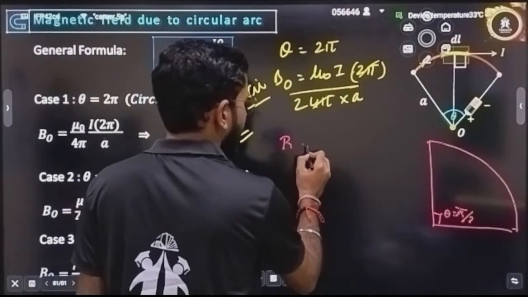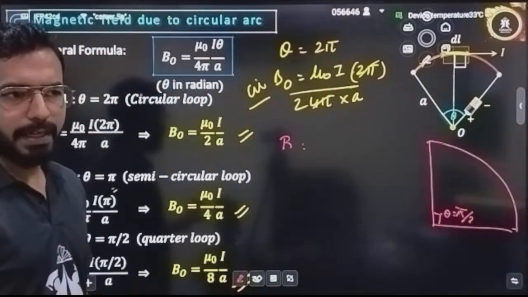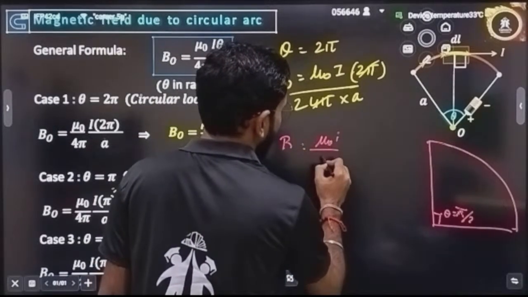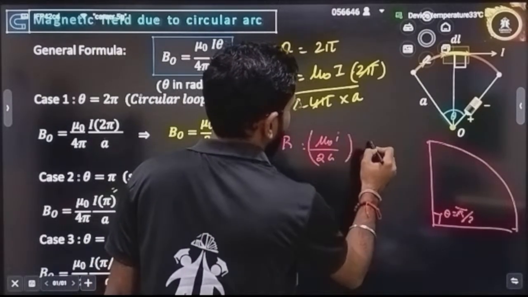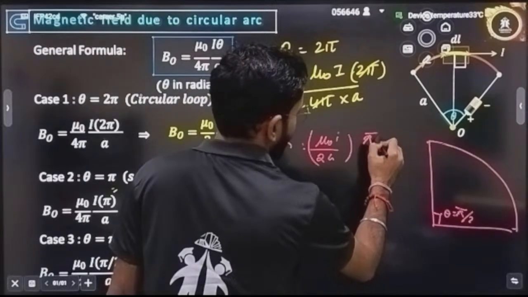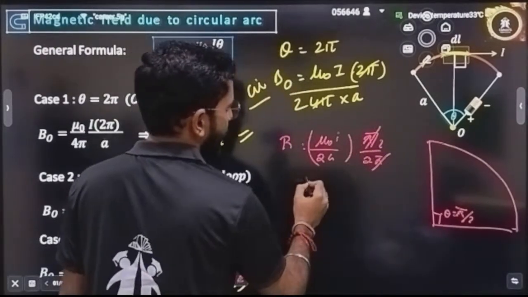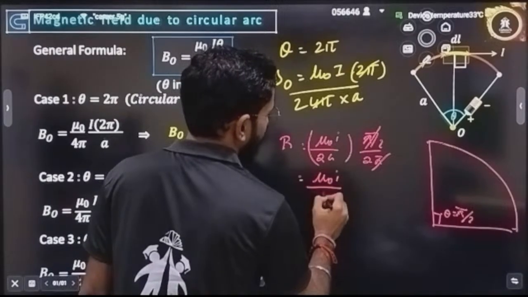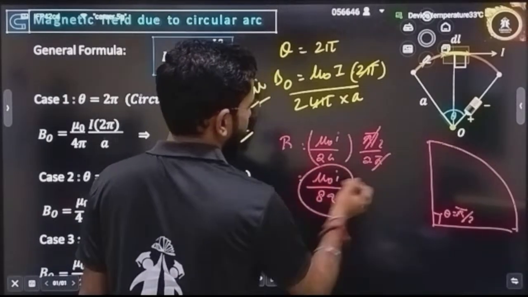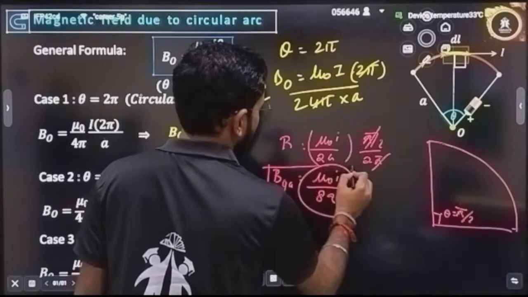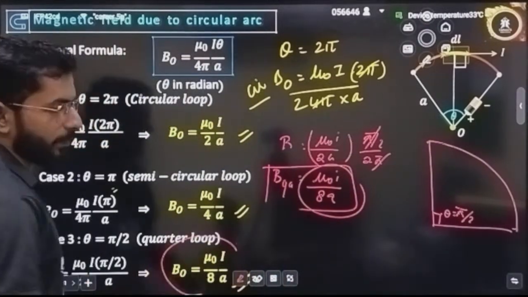What is it in general? Don't get worried about writing. Just have the habit of writing. What will we write? Mu naught I divided by 2a, times theta, which is pi by 2 here, divided by 2 pi. This pi simply gets cancelled, and it will come as mu naught I divided by 8, because there is a factor of 8 here due to a quarter arc. What is the result? Mu naught I divided by 8.